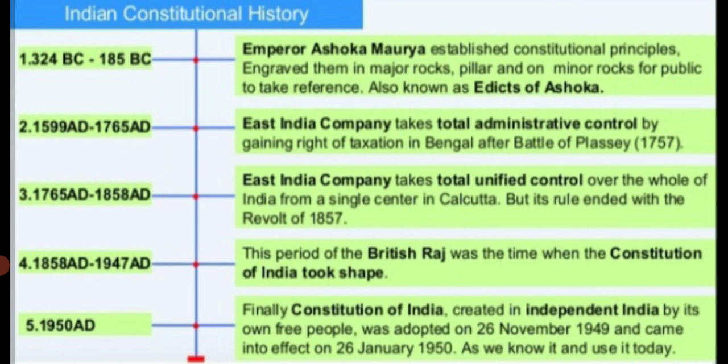And fifth, from 1950 AD. Finally, the Constitution of India, created in independent India by its own free people, was adopted on 26 November 1949 and came into effect on 26 January 1950, as we know and use it today.